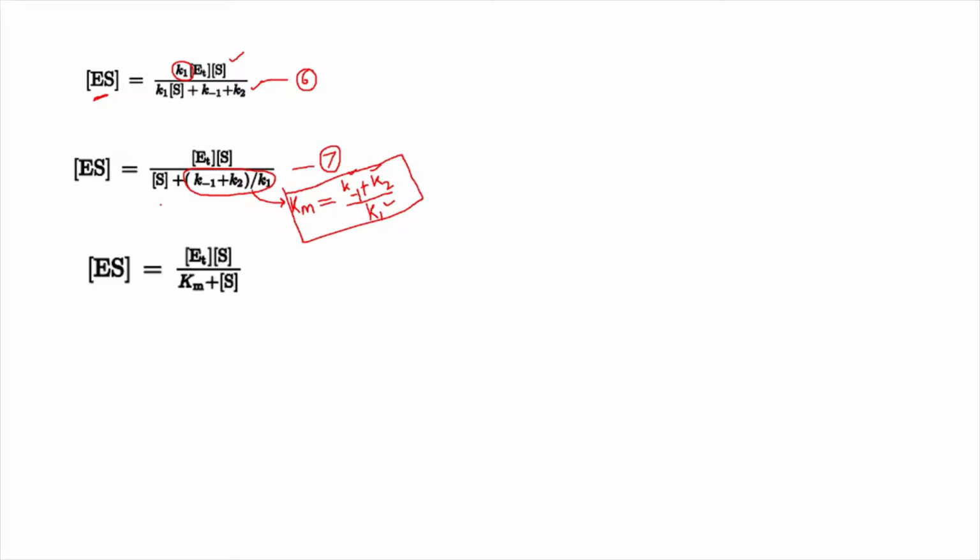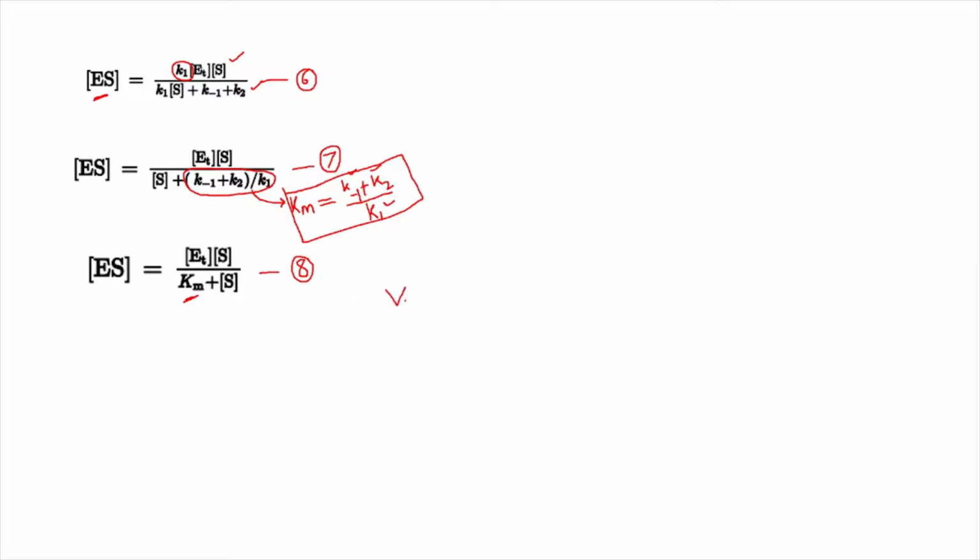So in the next equation, we are replacing this term K minus 1 plus K2 by K1 with the new constant called Km, where Km is the Michaelis-Menten constant. So this is written as ES equals ET into S by Km plus S. This is our equation number 8.